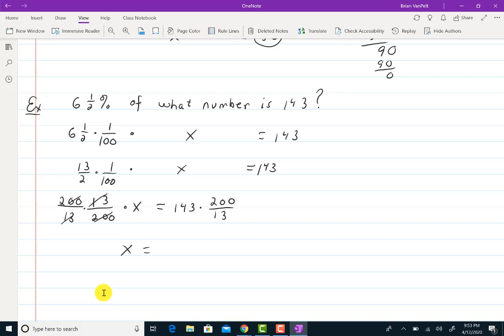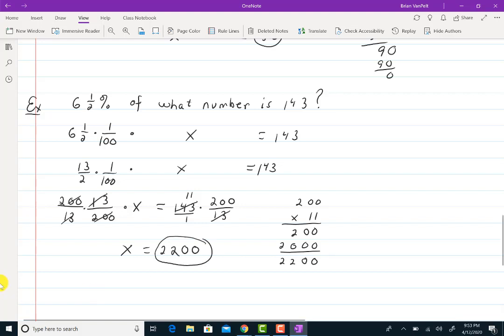On the other side, what might not be a bad idea is to write the 143 over 1, and then note that 13 goes into 143 exactly 11 times. So then we have 11 times 200 and you end up with 2200. And there's your final answer. So I think when you have fractions, use the fraction version of a percent. When you have decimals, use the decimal version of a percent. Let's go ahead and do another one just like it.